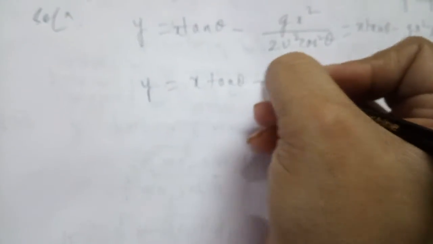So let's write this: y equals x tan theta minus gx square by 2u square, and this becomes sec square theta. Now sec square theta is 1 plus tan square theta. So y equals x tan theta minus gx square by 2u square, and instead of sec square theta we substitute 1 plus tan square theta. So we have got this formula.